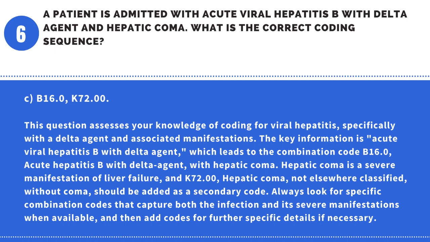The key information is acute viral hepatitis B with delta agent, which leads to the combination code B16.0, acute hepatitis B with delta agent with hepatic coma. Hepatic coma is a severe manifestation of liver failure, and K72.00, hepatic failure, not elsewhere classified without coma, should be added as a secondary code. Always look for specific combination codes that capture both the infection and its severe manifestations when available, and then add codes for further specific details if necessary.